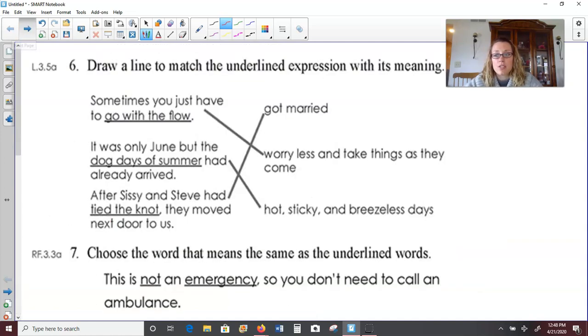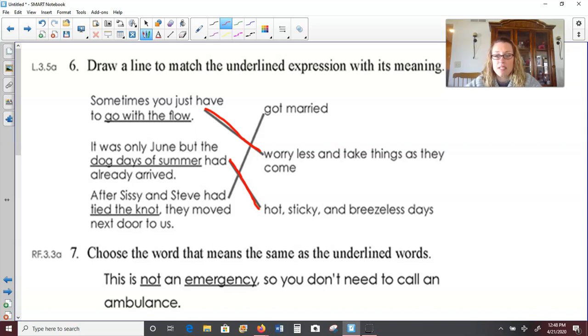Over to the next page, number 6, we need to draw a line to match the underlined expression with its meaning. Sometimes you just have to go with the flow. Does go with the flow mean got married, worry less and take things as they come, or does it mean hot, sticky, and breezeless days? Going with the flow means to just worry less and kind of take things as they come. It was only June, but the dog days of summer had already arrived. Dog days of summer means those really hot, sticky, and breezeless days. Almost unbearable to go outside in those kind of days.